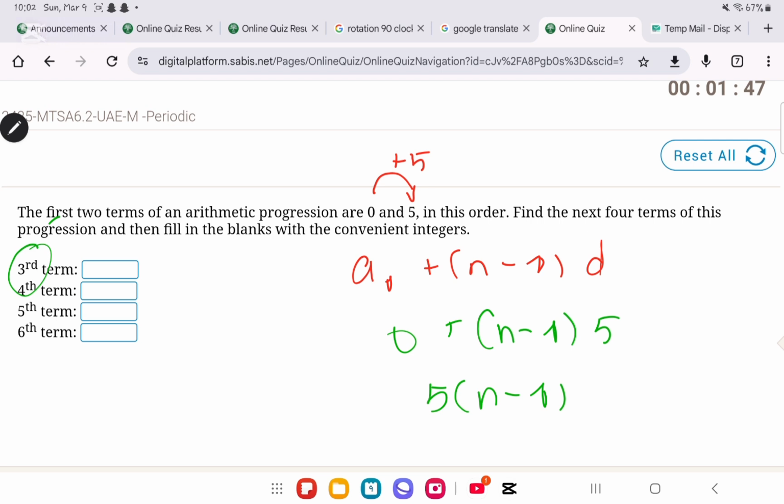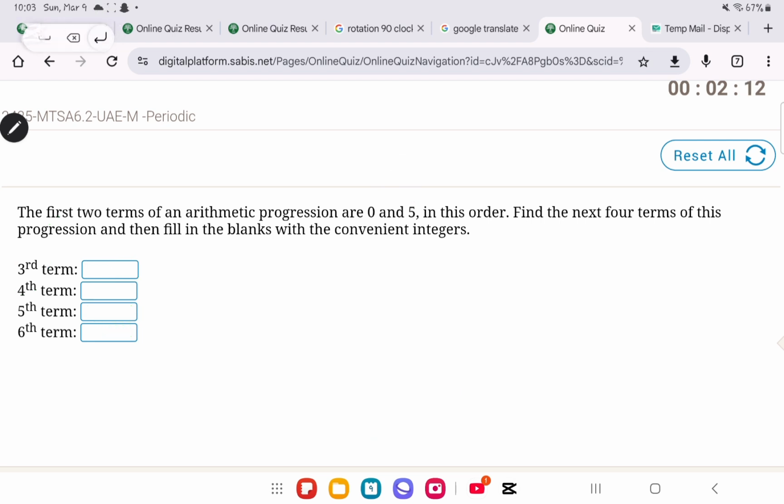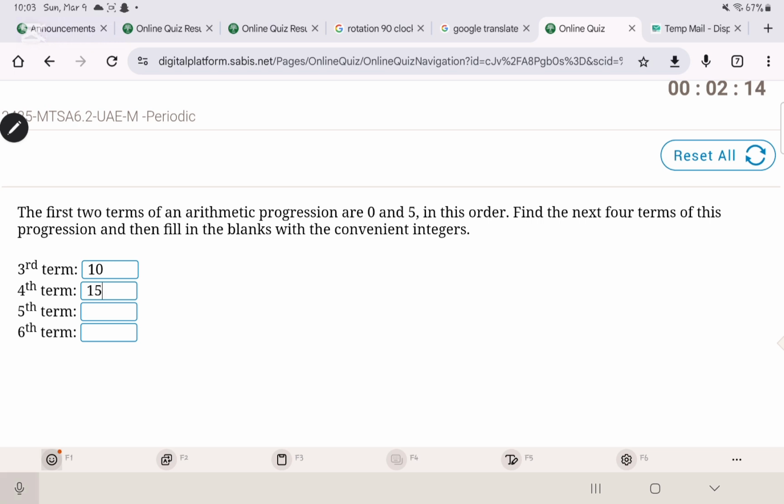So they need the third term. It becomes 5 times 3 minus 1. So 5 times 2, it's going to be 10. Fourth term is 5 times 4 minus 1. 5 times 3, 15. Fifth term is 5 times 5 minus 1. So 5 times 4, 20. And then the sixth term, it's 5 times 6 minus 1. So 5 times 5, it is then 25. So in order, they are 10, 15, 20, and 25.